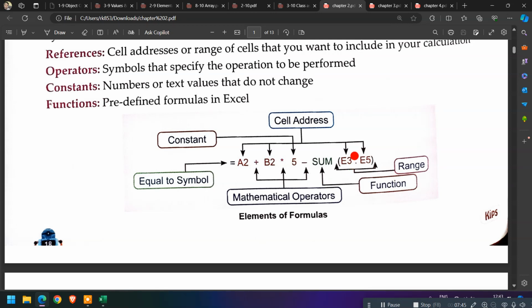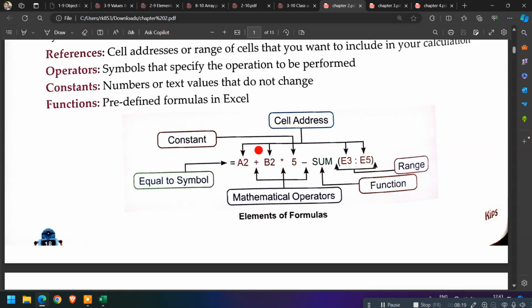Here you can see E3 colon E5. E3 colon E5 is the range of cells, also known as a continuous cell range. And SUM, after the keyword you can see parentheses, that means round braces, so SUM is known as a function. Then the cell addresses: you are watching A2, B2, E3, E5, these are cell addresses, or you can say cell references.